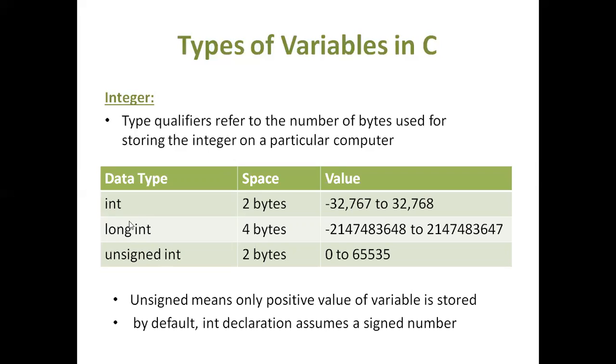Both of these are signed integers, meaning you can store both positive as well as negative numbers in them. The unsigned integer also reserves 2 bytes, but only positive numbers are stored. The smallest value which can be stored is 0, and the largest value which can be stored is 65,535.